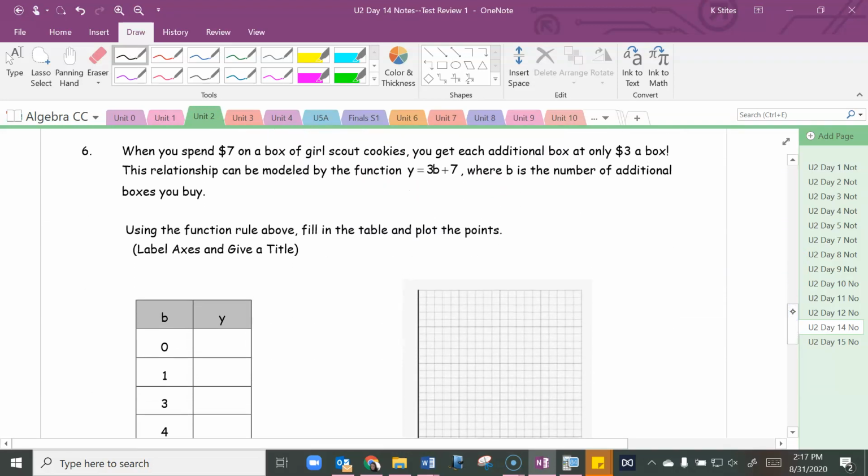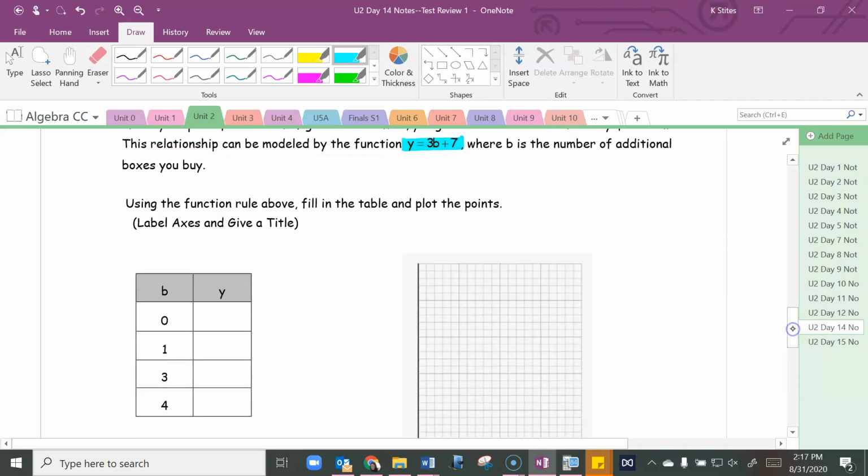All right, here's our last question. When you spend $7 on a box of Girl Scout cookies, you get each additional box at only $3 a box. This relationship can be modeled by this function, y equals 3b plus 7, where b is the number of additional boxes you buy. Using the function rule above, fill in the table and plot the points. Okay, so we have our function rule right here, and we're just going to plug the numbers in. They told us b, so we're just plugging those numbers in. You can use your calculator if you'd want.